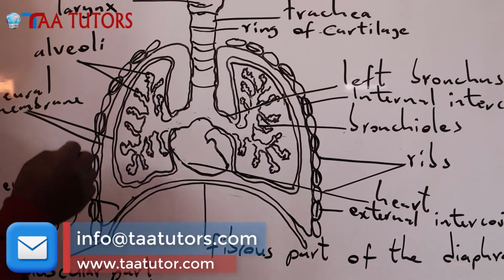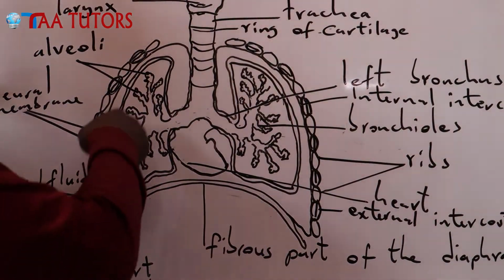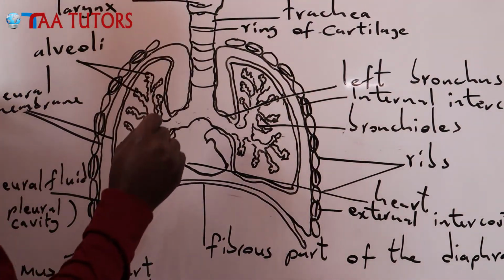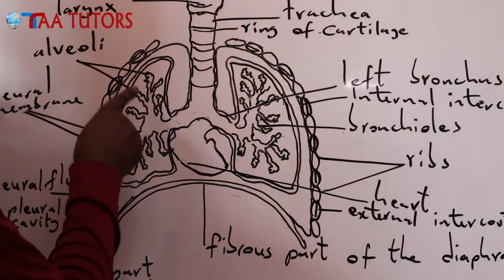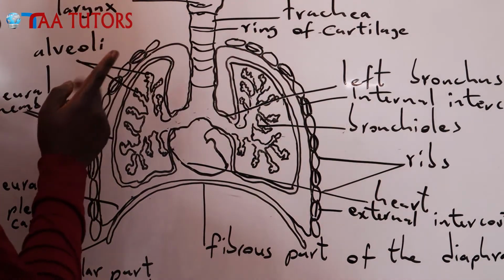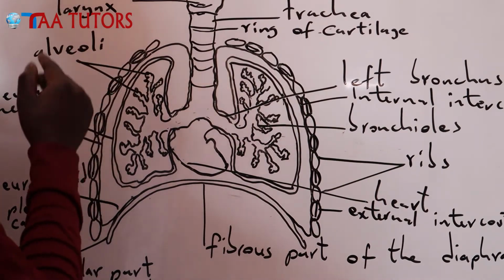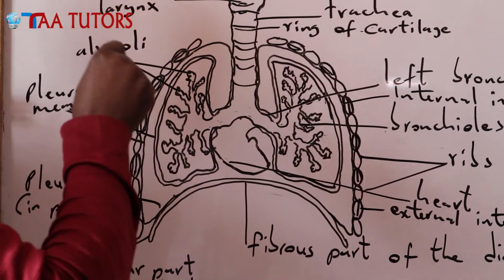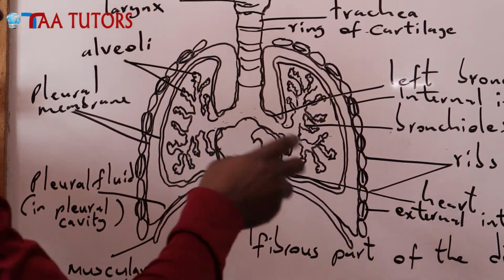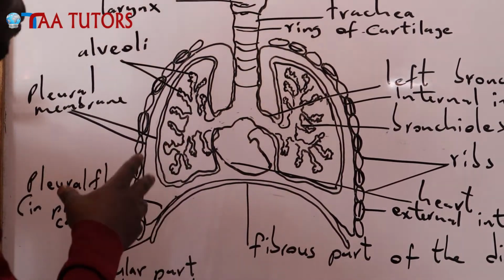Now this fluid makes sure that this part is lubricated, and it makes sure that whenever there is expansion of the lungs and they come into contact with the walls of the ribs, they don't stick there. They can easily move. So that brings in the effective gaseous exchange that we are looking at here. So these are the parts.